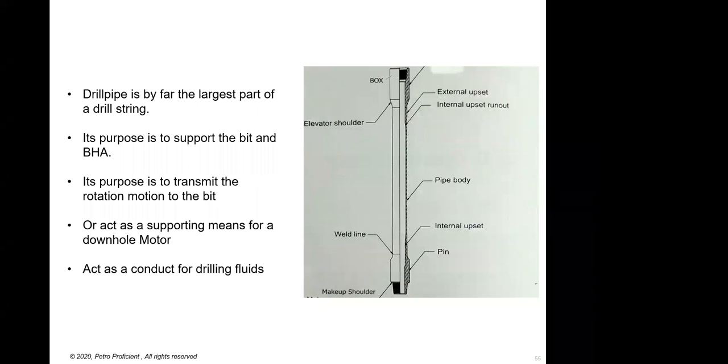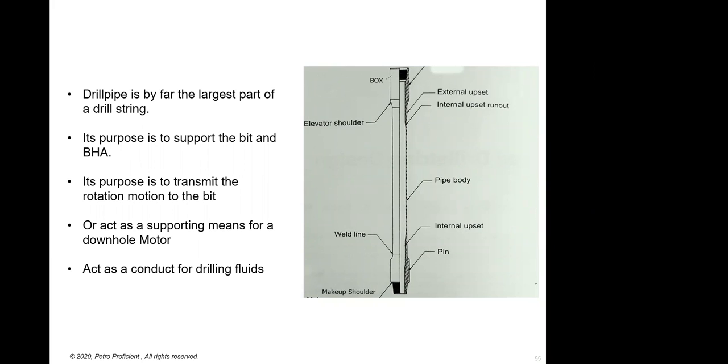And drill string, which is one of the most important components in our directional drilling objectives. We spoke about drill string and BHA components, but drill pipe is the most important thing. It is the largest part of your drill string, and the objective of drill pipe is to support your bit and BHA.